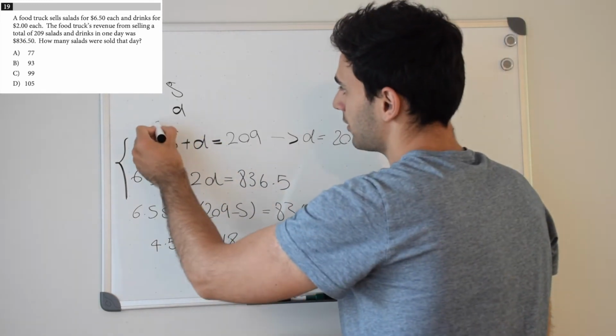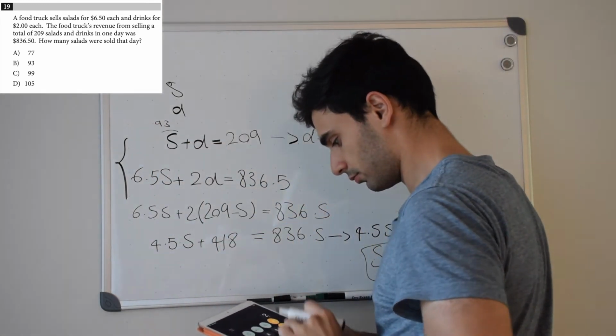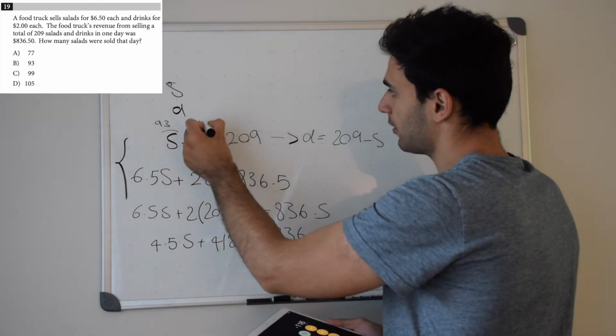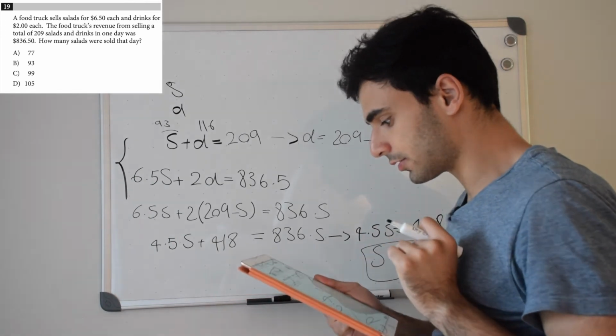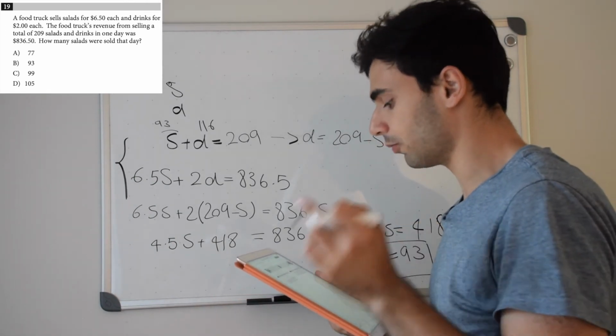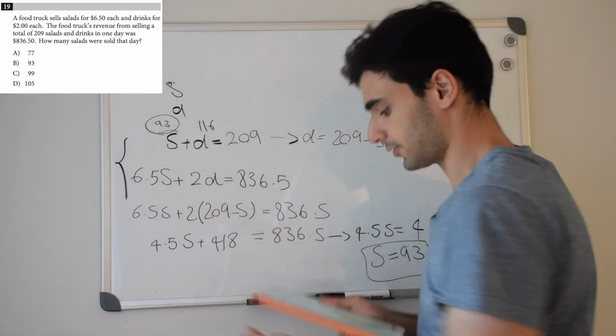If salads are 93, what is the drink? 160. So the answer is going to be, oh, we just needed the salads. So 93 is our answer.